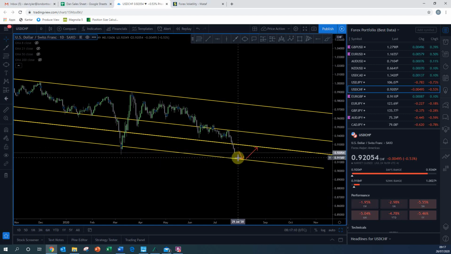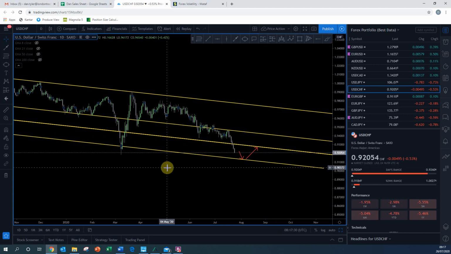I would like to see price come down to this level before I start buying anything. But effectively, I'm looking at buys for this. I think there's not enough room for me to justify maybe a short position going down to here. I want to just be patient, wait for the bounce off this level, or maybe the break of this level, for me to then think about going long.